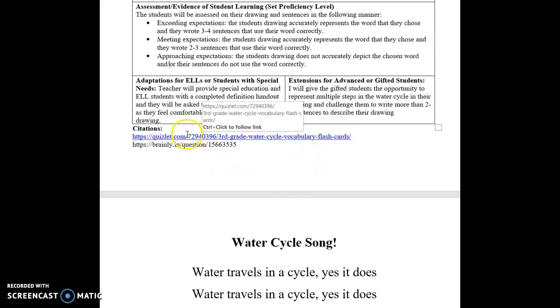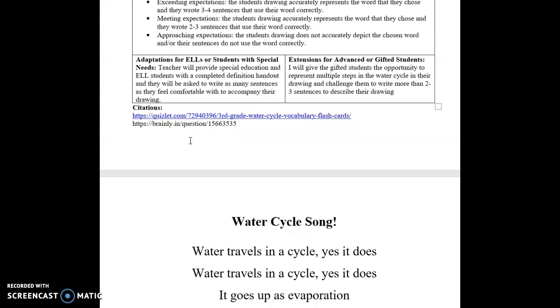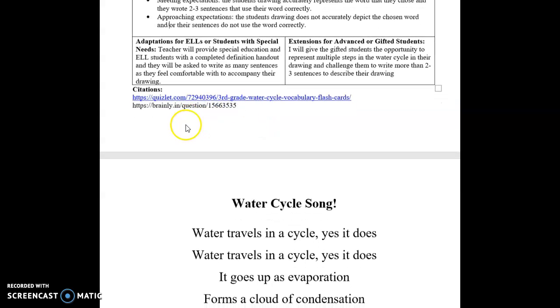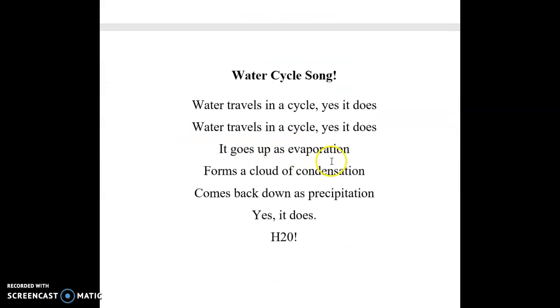My citations, I did use this Quizlet for definitions of the water cycle vocab that I used. I needed a little refresher on good definitions for each of those. And then this link is the link to the photo below that I have used. These are my water cycle lyrics.